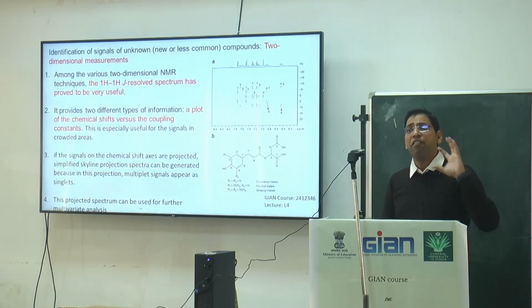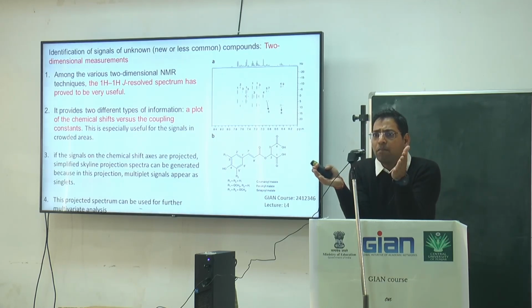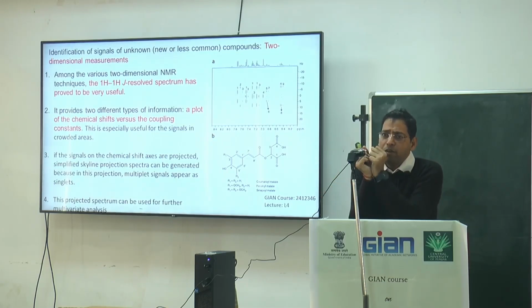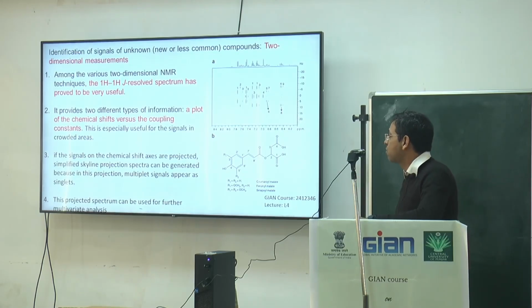Now, identification of the unknown. If you compare and get known compounds, working with known compounds is easy for you. But if you are working on unknown components, that is a little bit difficult and requires so much time. For that, we have to go with two-dimensional NMR.